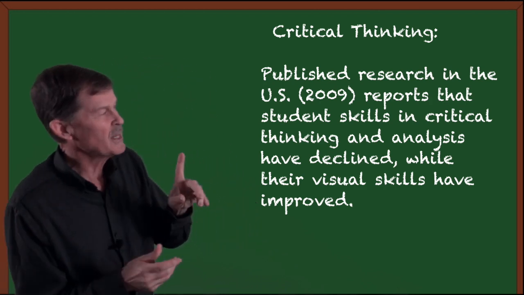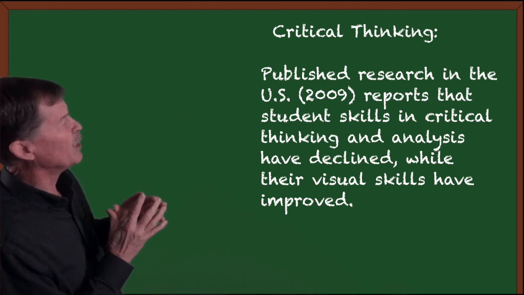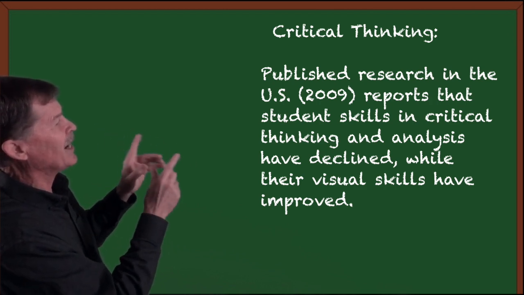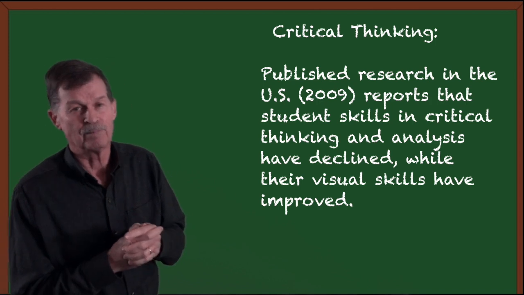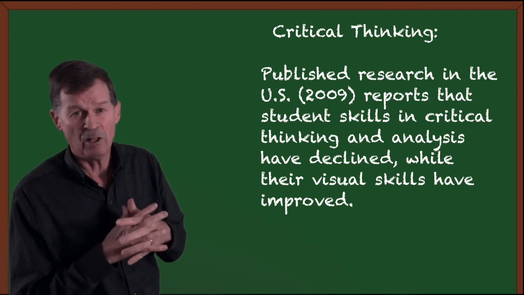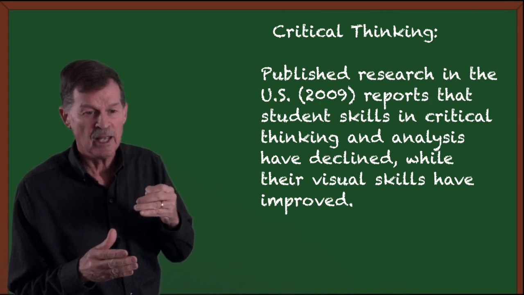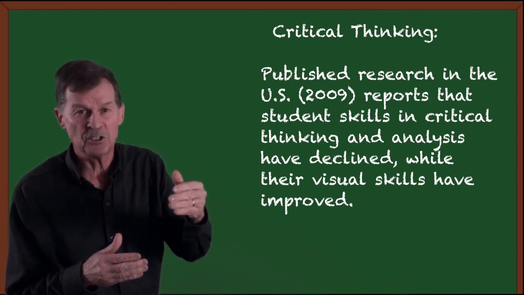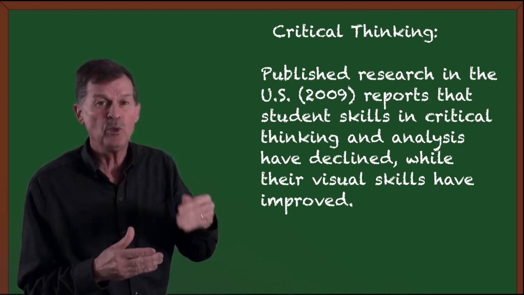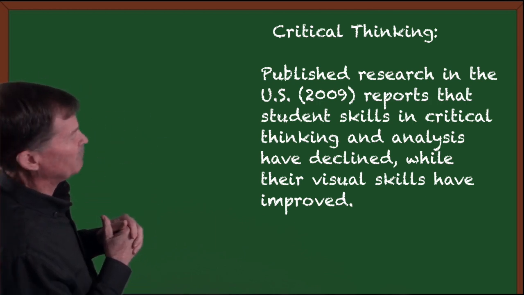And so what has that done, or what is that doing? A published report in the US in 2009 reports that the student skills in critical thinking and analysis have declined. Okay, why? Technology, probably, or our culture, cultivating how we communicate information, how we process information, where do we go for information, while their visual skills have improved.